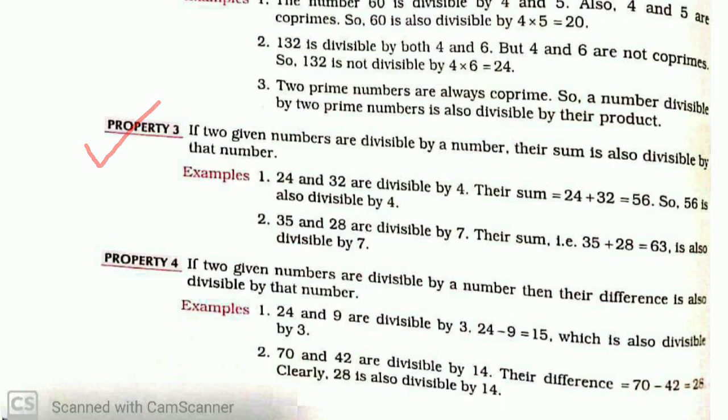Okay, now the next property, property number 4. If two given numbers are divisible by a number, then their difference is also divisible by that number. So here we take two numbers, 24 and 9, and these two numbers are divisible by 3. If we subtract 9 from 24, the difference is 15, and 15 is also divisible by 3. So these are very simple, easy properties, you can learn them.